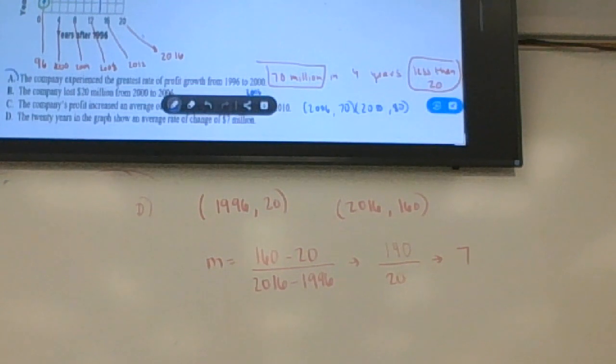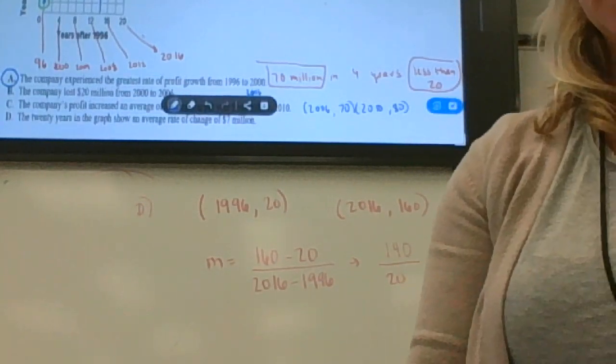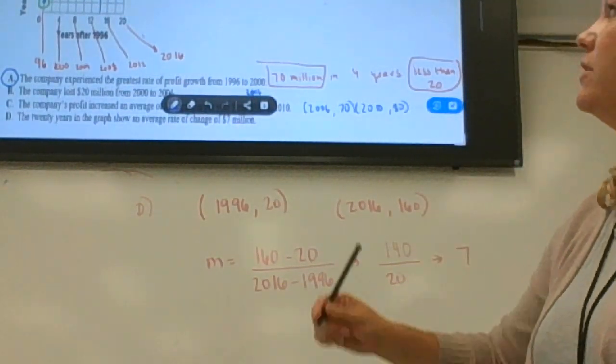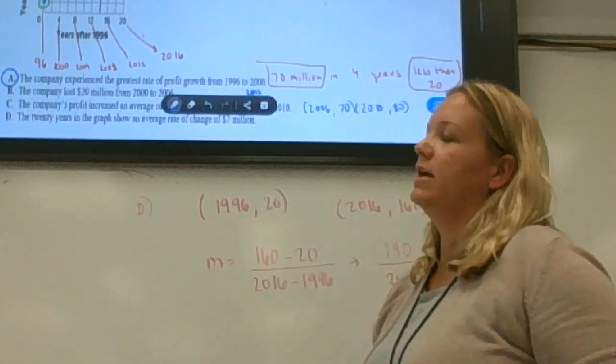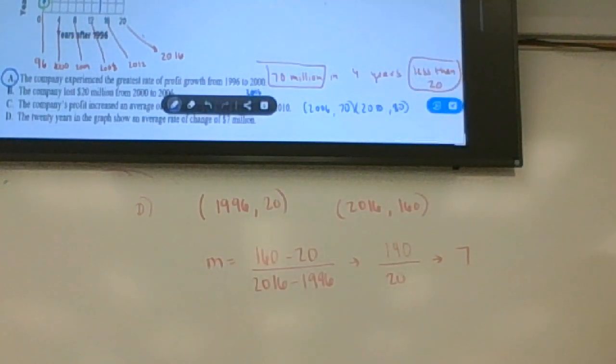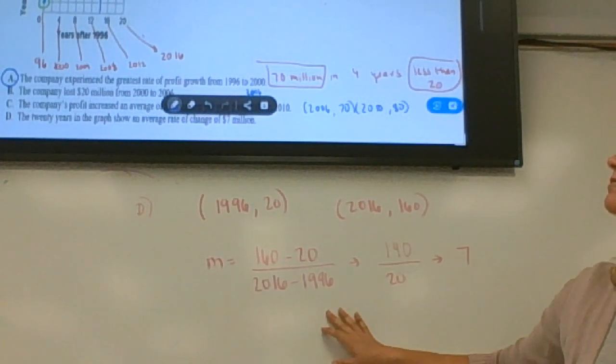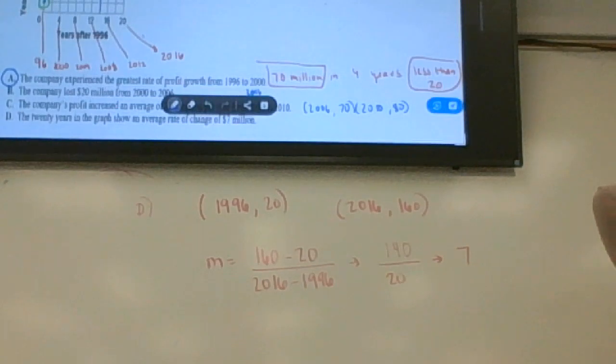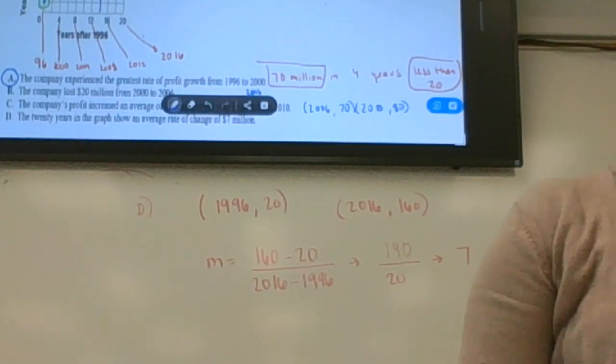So the one that is not true is letter A. The greatest profit growth was at the end, I would say. So A is false. That one took a long time, I know. Well, if you just remember slope formula, that's good. Pick any 2 points, do slope formula.